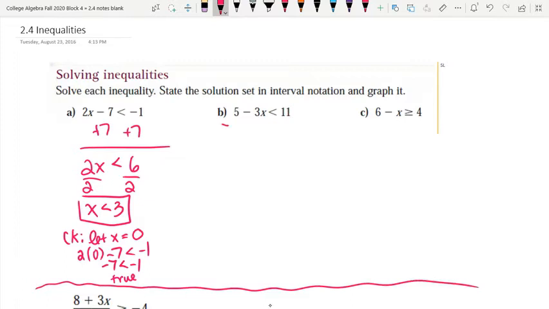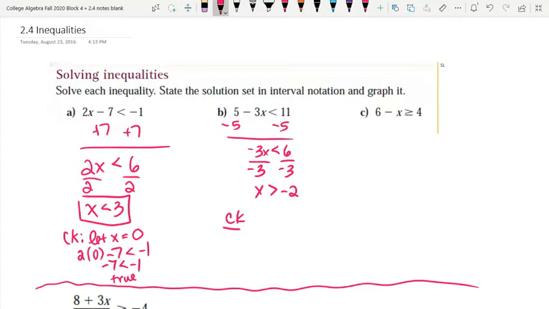The next one, let's subtract 5 from both sides. So negative 3x is less than 6. Divide by negative 3. Remember, when you divide by a negative in an inequality, you flip the sign. So x is greater than negative 2.